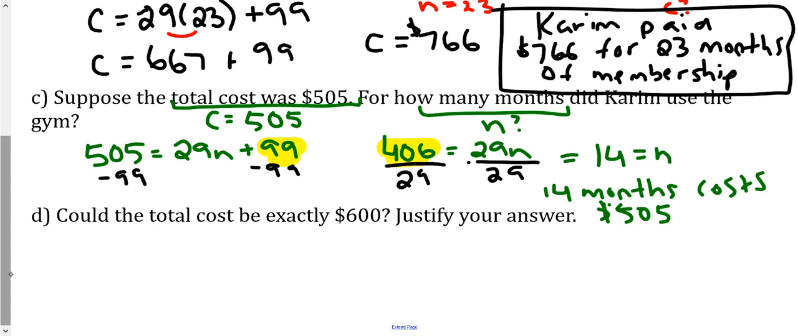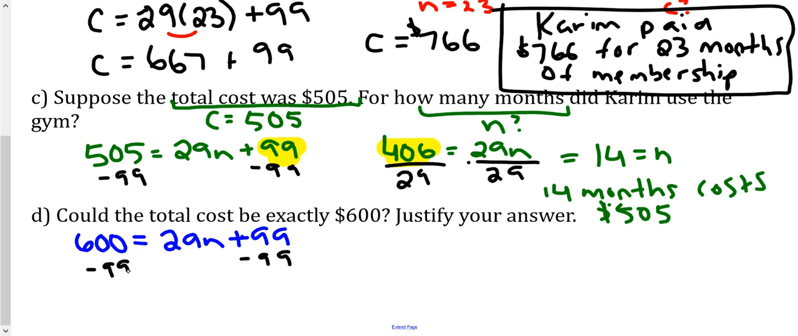Well, let's see. Let's do the same thing we just did. Let's say our cost is 600. I'm going to figure out how many months that is. So, getting the n by itself, same step. Right, what you're doing here is you're saying, well, and this is math you've probably done in your head before. Well, I paid $600. I know 99 of that was the startup fee. So when I subtract 99, I know that $501 of that must have been those $29 a month fees.